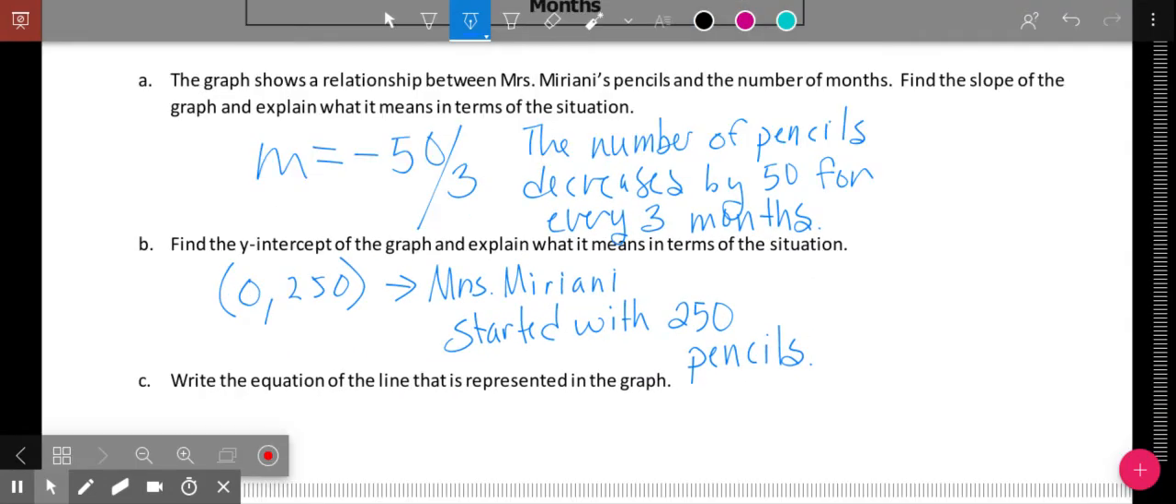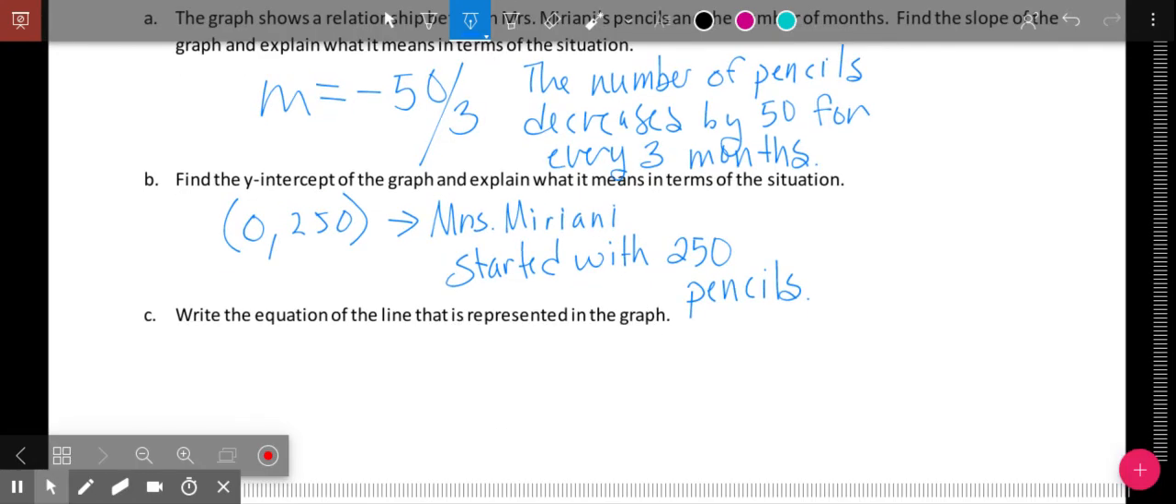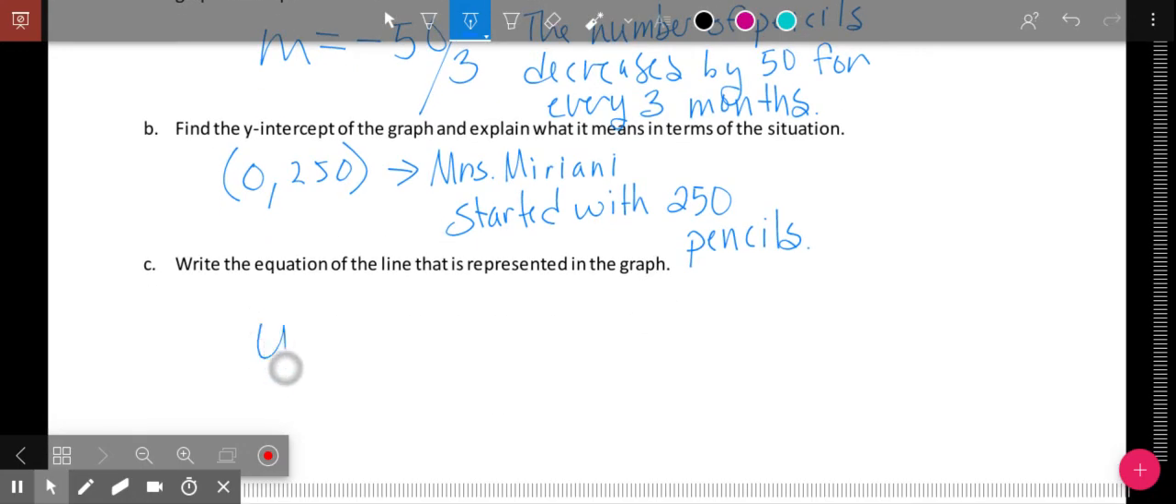And then the last one says write the equation of the line that is represented in the graph. You're given your slope and your y-intercept, so now you just need to plug all those pieces in. So I'll have y is equal to negative 50 over 3 x plus my y-intercept, which was 250. And then we're done.